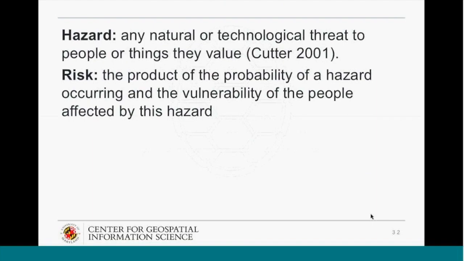So a hazard you can think of as any natural or technological threat to people or things that they value. I like that simple definition, pretty clean. And then risk you can think of as the product of the probability of a hazard occurring and the vulnerability of the people affected by this hazard, right? So the risk really has these two components of what's the likelihood of this hazard happening, and then how well can people cope with this, right? What is their vulnerability to the hazard?